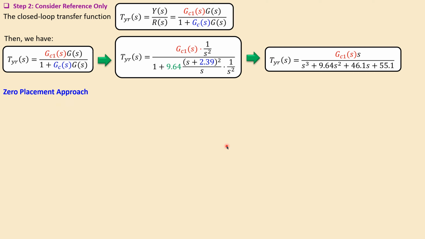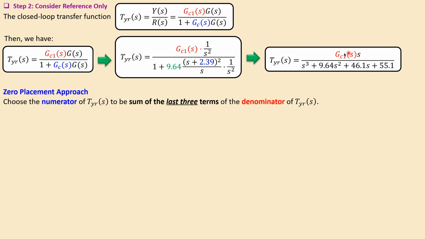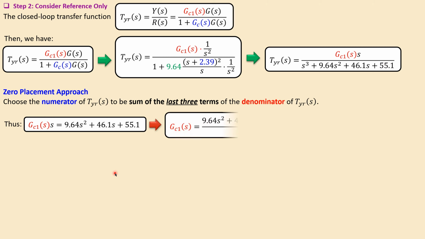Now, the next step, the important step, is the zero placement approach. What you then do is you choose the numerator of this transfer function to be equal to the last 3 terms of the denominator of this expression. That means actually the following: GC1, which is the controller 1, times this s, will be then 9.64 s squared plus 46.1 s plus 55.1. Now in order to calculate or to express this controller 1, you just divide by s and you will get this. And what you recognize here is the following.